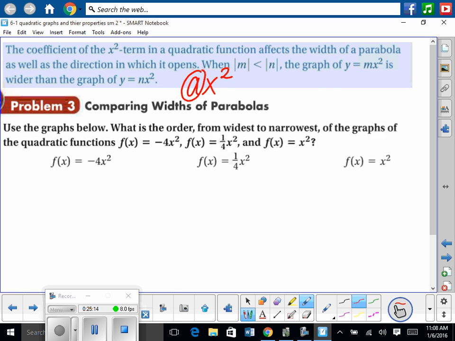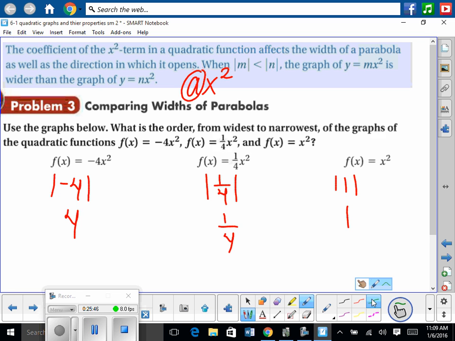Given these three parabolas, negative 4x squared, 1/4 x squared, and x squared, it wants us to say which one's the widest to the narrowest. So once again, let's look at this one. My a value is negative 4, but you have to look at the absolute value of negative 4, which is positive 4. So that's the a value we're going to be looking at to determine which one's widest and narrowest. We're going to take the absolute value of 1/4, which is 1/4. And we're going to take the absolute value of 1, which is 1.